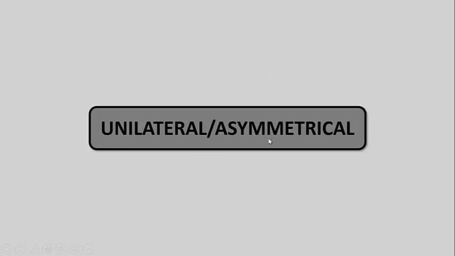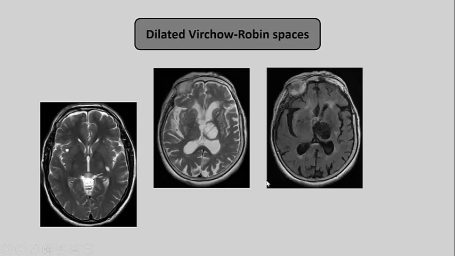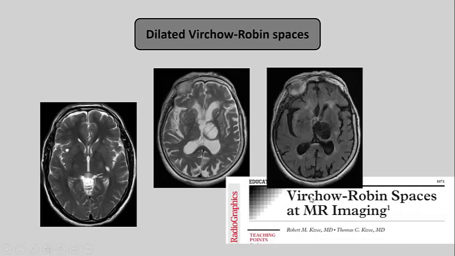Moving to the other group of diseases, which are unilateral and asymmetrical affection. Starting from the variants, we have cystic areas within the basal ganglia bilaterally. They have a similar appearance to CSF, and this is very common, called dilated Virchow-Robin spaces. Sometimes the dilated Virchow-Robin or perivascular spaces are very large and can cause a mass effect, as you can see here. This is a nice paper from Radiographics talking about the Virchow-Robin spaces and their types, so you can read it if you are more interested.